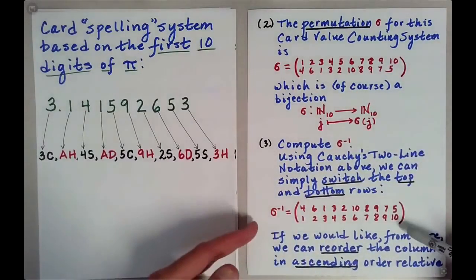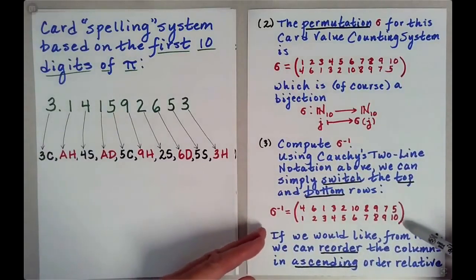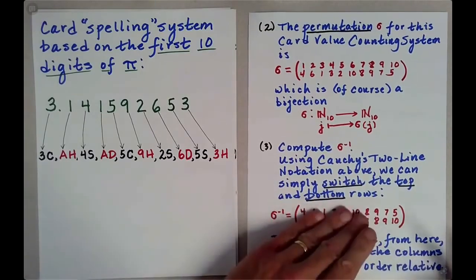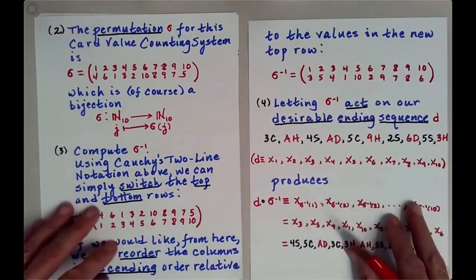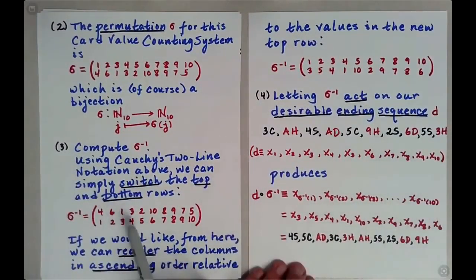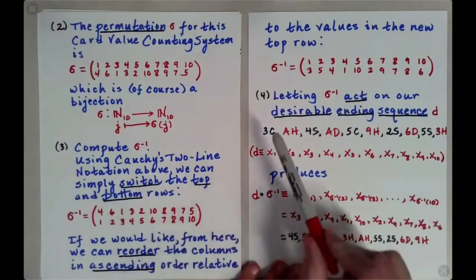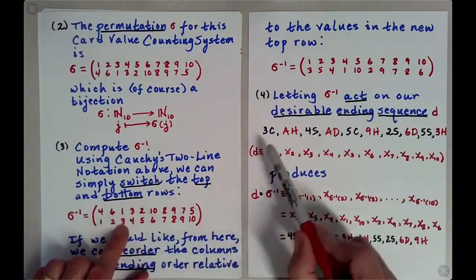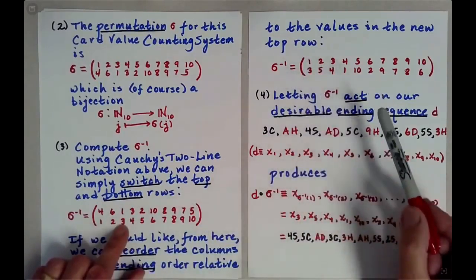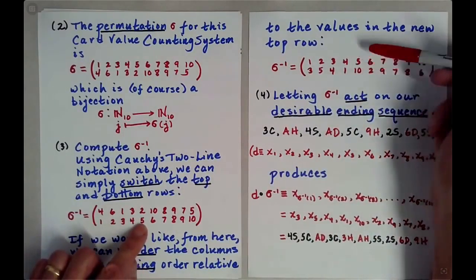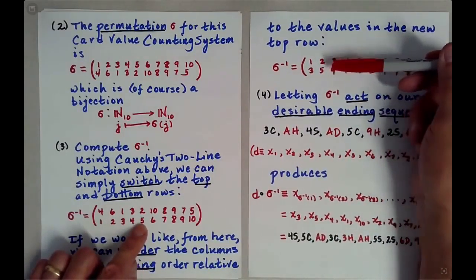Okay, and so that's what we've done down here. I just switched the two rows. And then as before, if you would like to reorder the columns according to the values in the new top row, that would be fine. So here we are, and I just reordered them. So for example, over here, 1 goes to 3. Come over here, 1 goes to 3. 2 goes to 5. 2 goes to 5, and so forth.